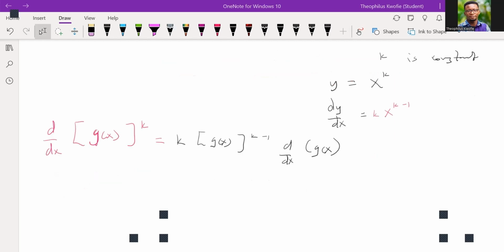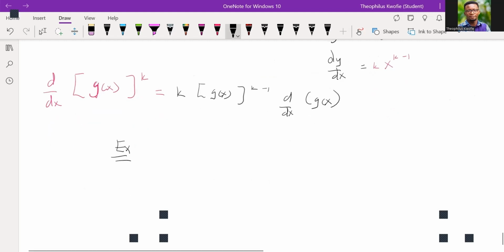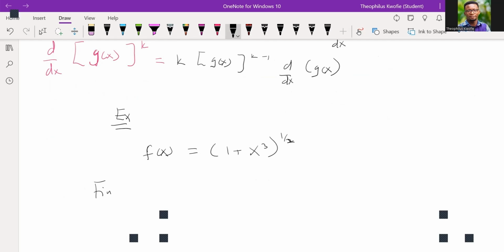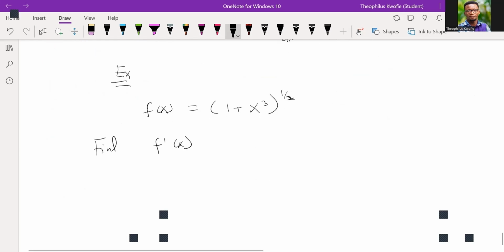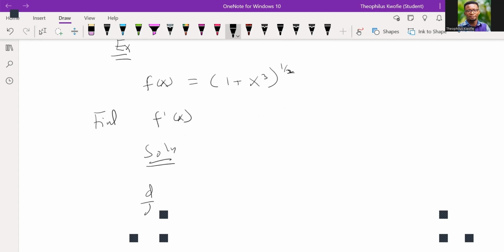So I want us to take note. If I give you such a function, let's say I ask you to differentiate, suppose my f of x is given as square root of 1 plus x cubed, and I ask you to find f prime of x. What do we get? We apply the same rule.